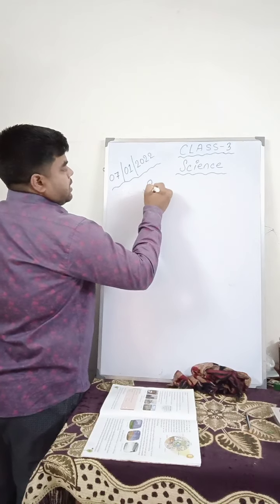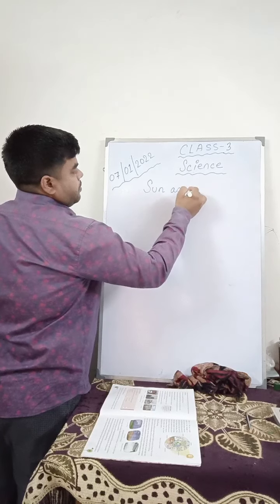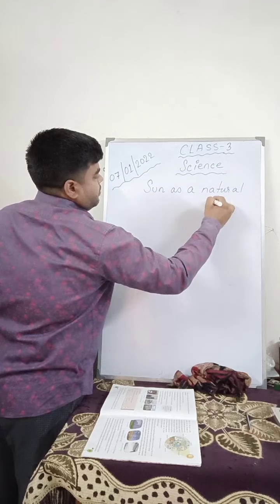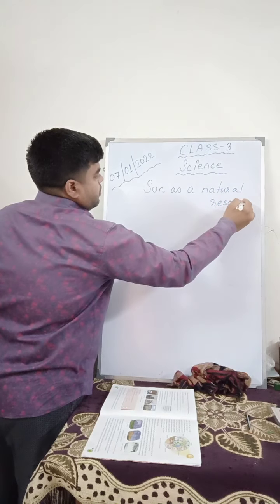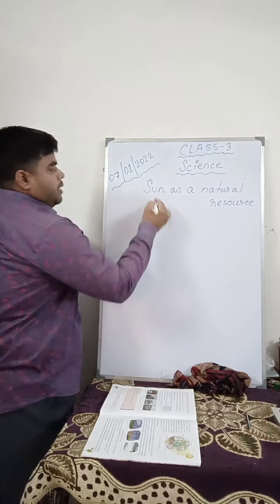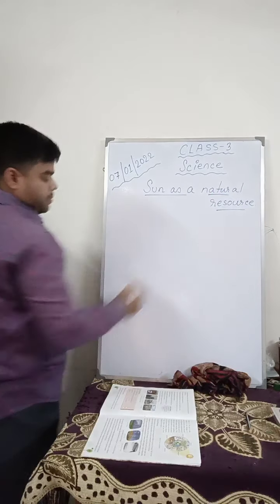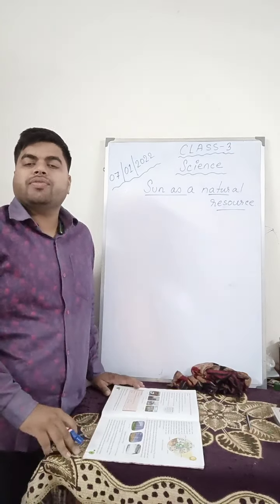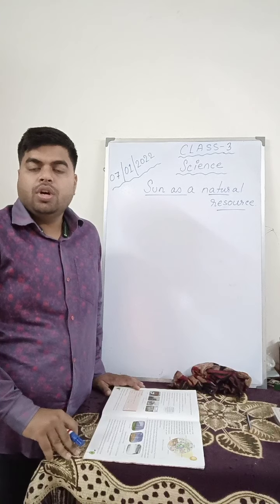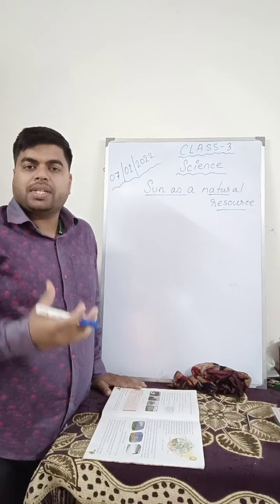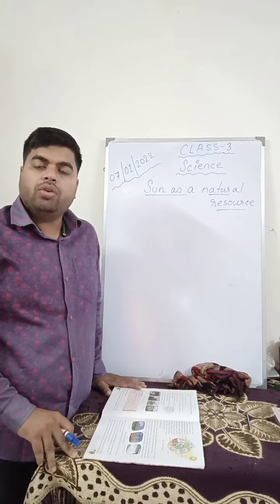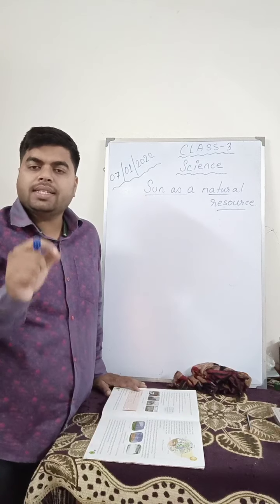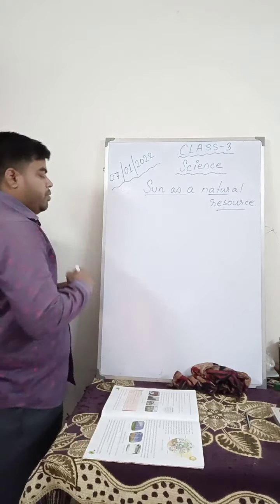Good morning, students. This video is for class 3 science, and today also we will continue the same chapter, that is sun as a natural resource. And today our topic of discussion will be effects of sun on the season. We know that we have different types of season like winter season, summer season, autumn season, rainy season. And what is the effect of sun on the season? We will study about that.